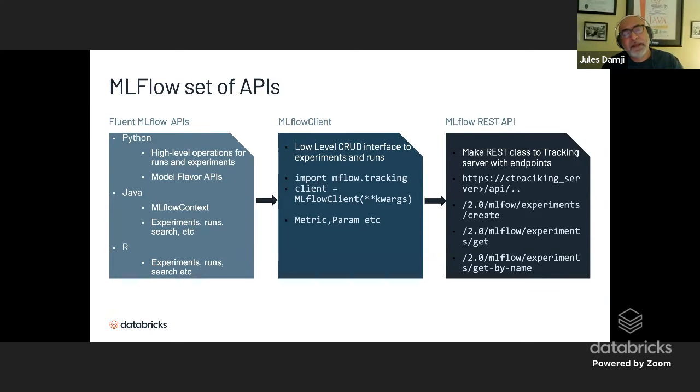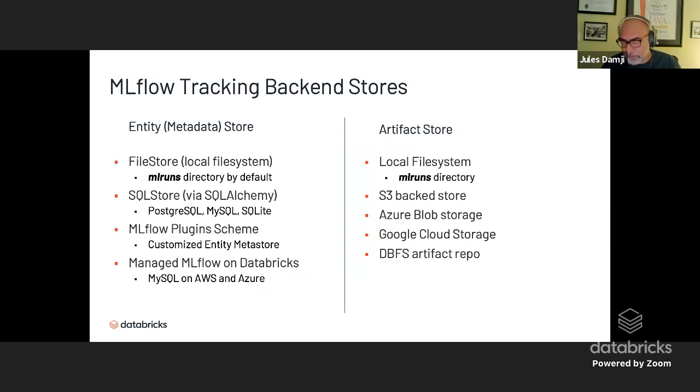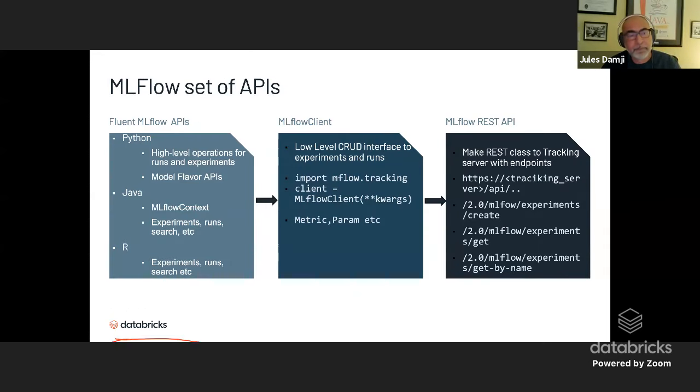The MLflow Tracking API comprises three sets of APIs. At the very high level, you have very Pythonic fluent APIs, which give you high-level operations to run and log experiments, and the model flavor APIs that allow you to log or load a particular model. Those are fluent APIs that are very Pythonic in nature.